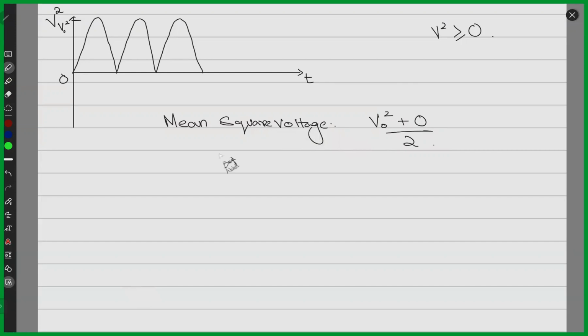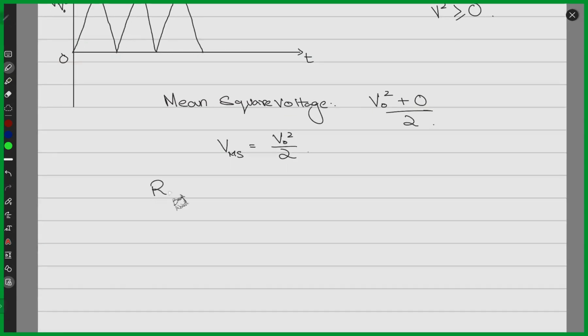This mean square voltage is what we use to get the root mean square. The mean square, V ms, is equal to V naught squared by 2. Now, usually in your questions, you would be given that there is some root mean square value of voltages or currents. What would that be? That would just be taking the square root of the mean square voltage, which is just V naught by root 2.